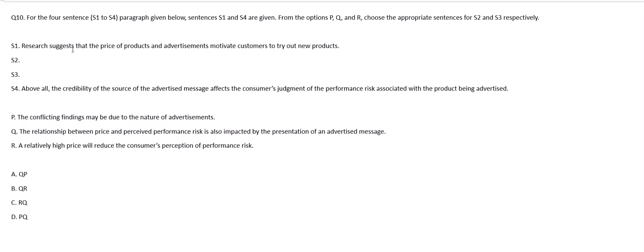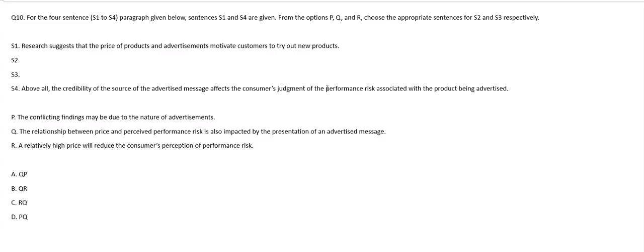Research suggests that the price of products and advertisements motivate customers to try out new products, which means customers are motivated by the price of products and advertisements. That is what the first sentence is telling. Let's move on to the fourth sentence. Above all, the credibility of the source of the advertised messages affects the consumer's judgment of performance risk associated with the product being advertised.